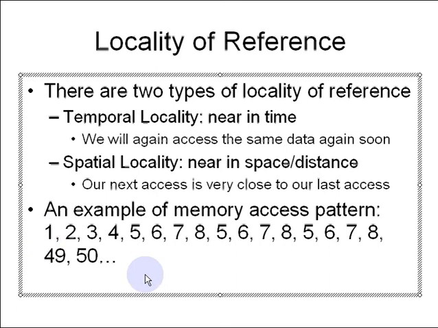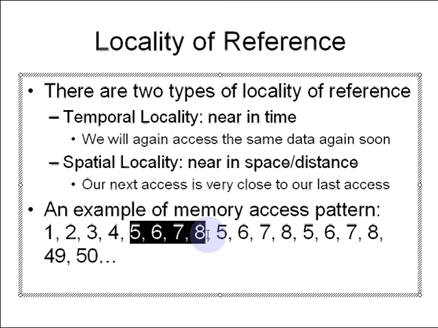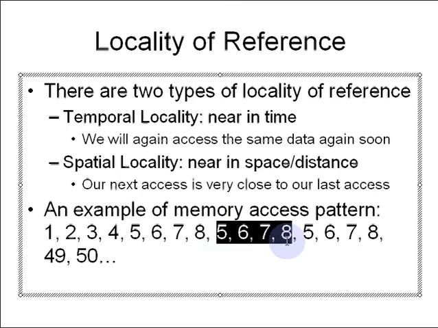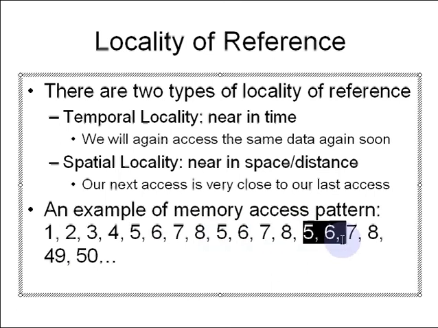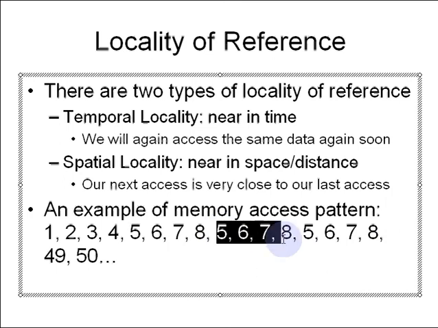Now let us look at this other pattern here, 5, 6, 7, 8. Then again I access 5, 6, 7, 8 and again 5, 6, 7, 8. So what is happening here is that once I access memory address 5, after some point of time I am accessing 5 again. So this is an example of temporal locality of reference. This may be happening due to the presence of a loop in the program.